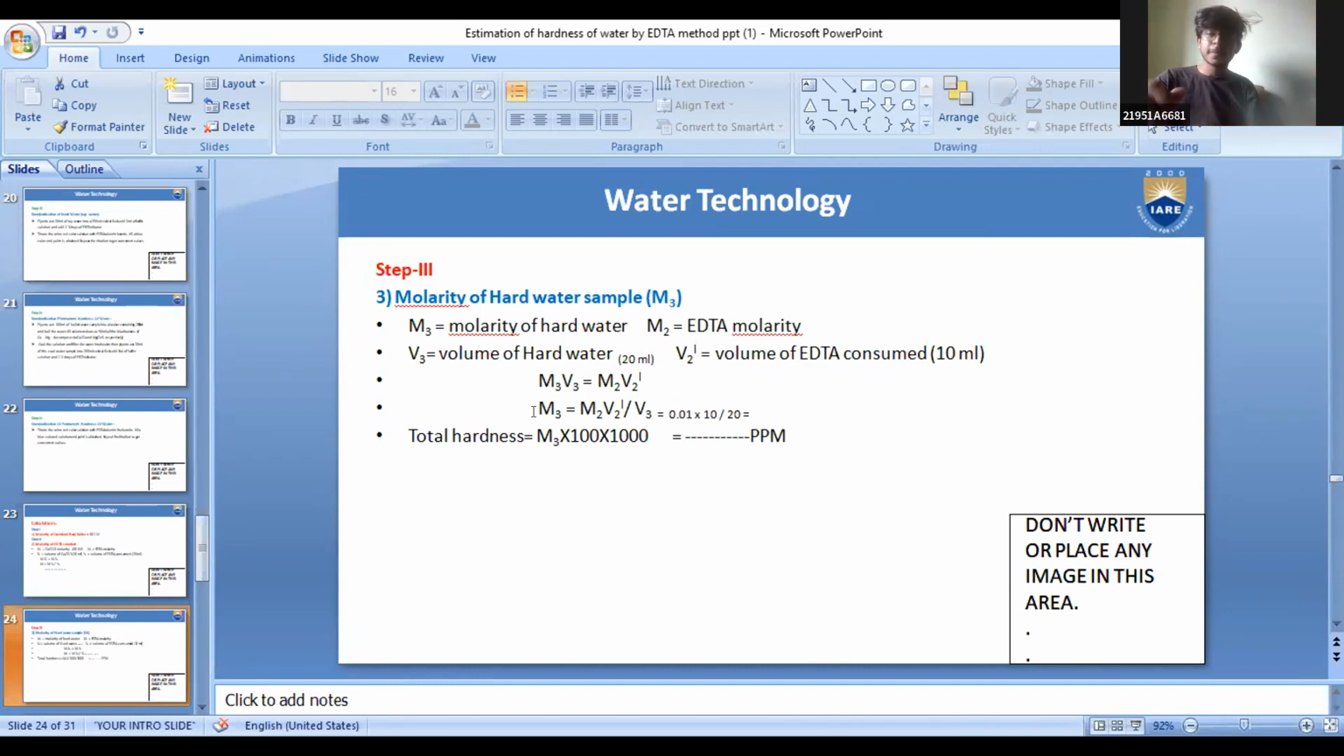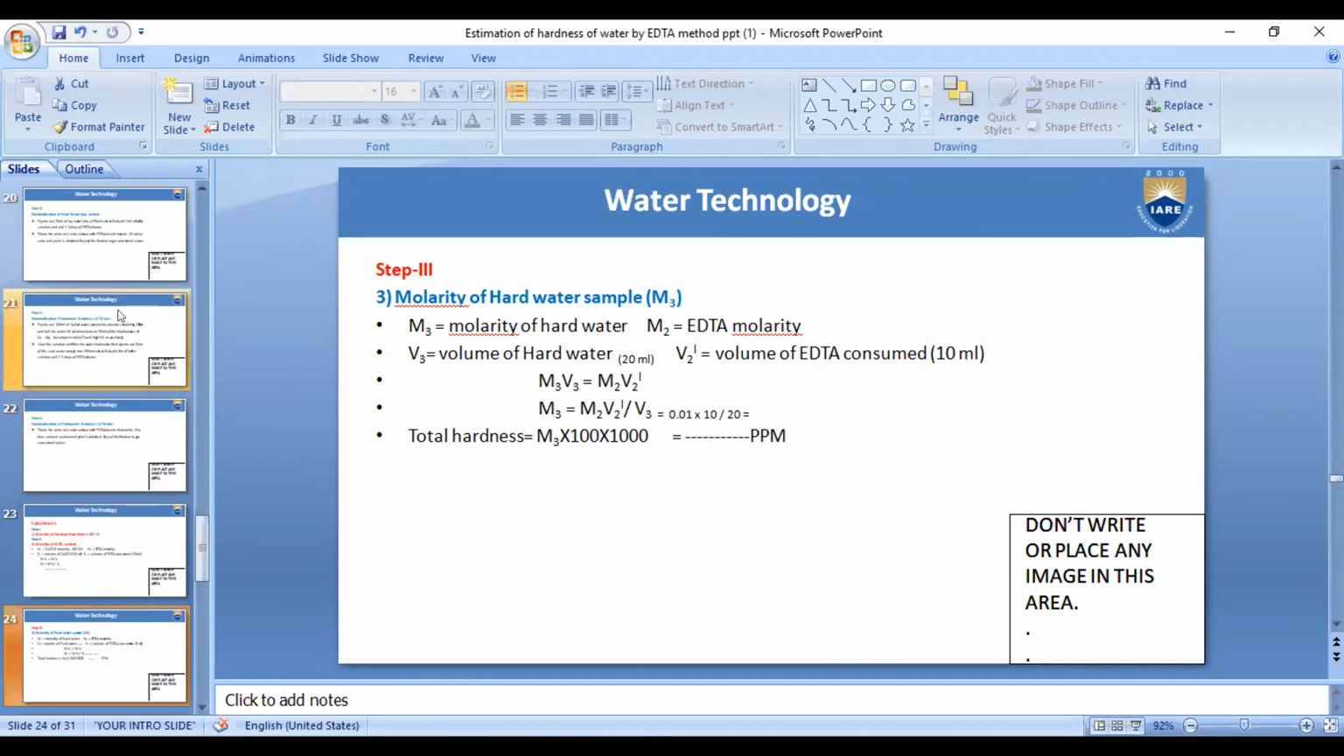You are going to find out M3, the molarity of hard water. M3 is equal to M2 V2 dash by V3. M2, how much did you get? 0.01. Into V2 dash. V2 dash, how much did you get? 10 ml. By V3, how much? 20. You will get M3. Understood? Convert it into ppm.